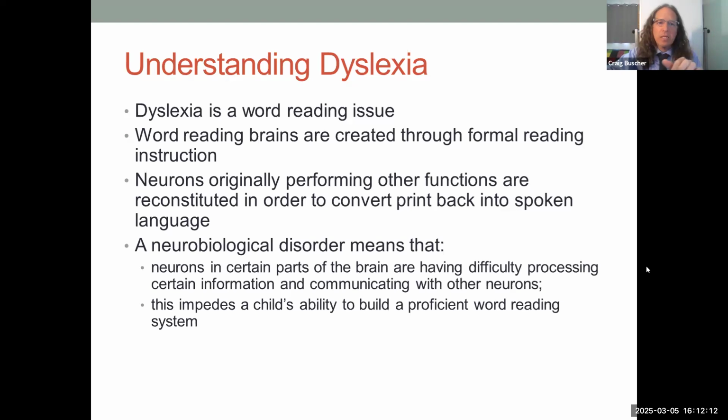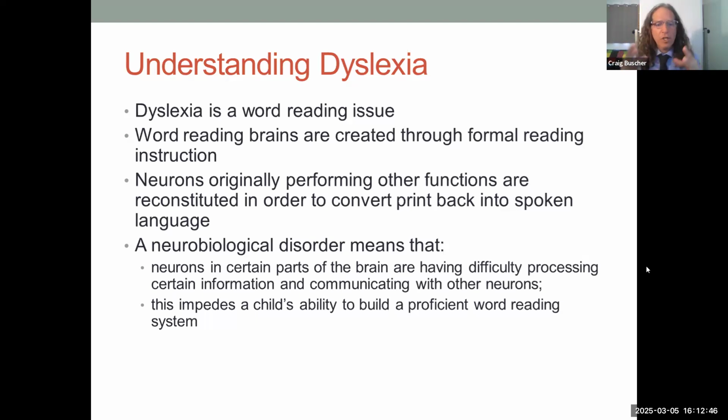So that links back to this idea of dyslexia being a neurobiological issue. It's not from a lack of instruction, it's from the organization of neurons in your brain and how those neurons are trying to communicate and reconstitute themselves, and they're struggling to do that. So one thing I always try to remind myself with students who really struggle with word reading is it's not their fault. It's neurobiological.